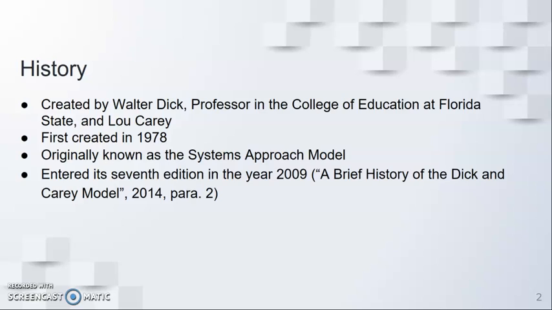It featured 7 linear steps in which the output of the preceding step provided the input for the next, while using evaluative feedback to inform the process. Carey, being a student in Dick's course, encouraged Dick to present this information in a book. She went on to co-author that book with Dick in the year 1978, titled The Systematic Design of Instruction. This book presented their model, the Systems Approach Model, which later became known as the Dick and Carey model.